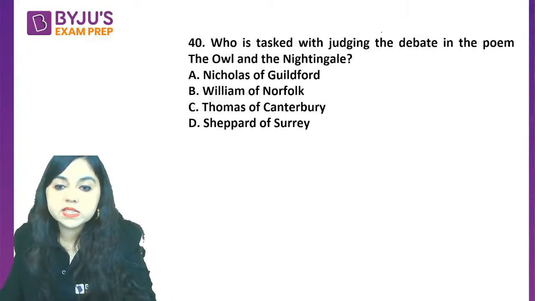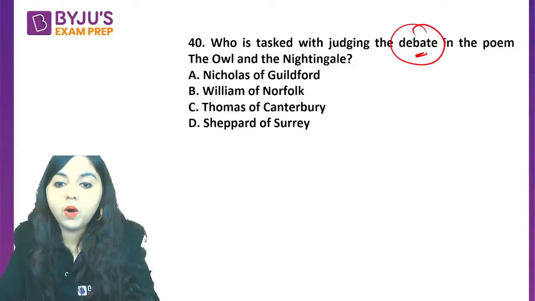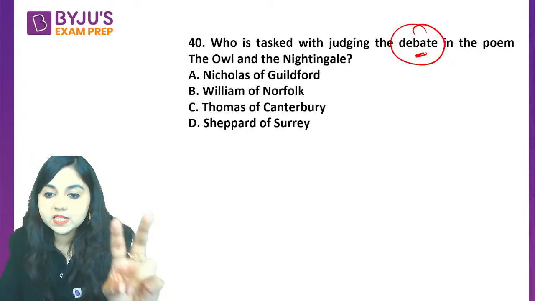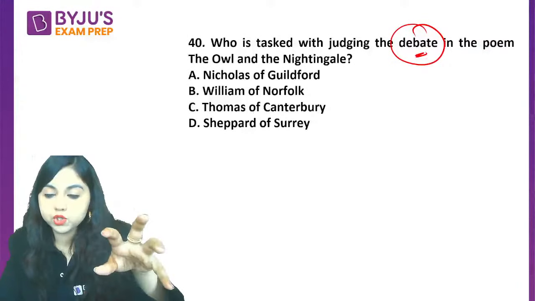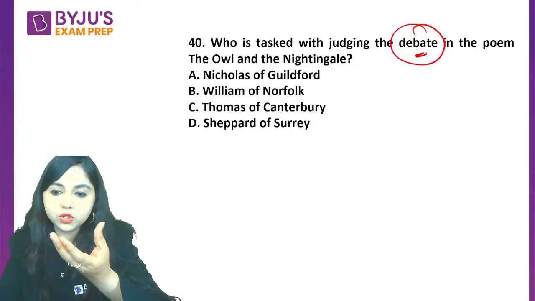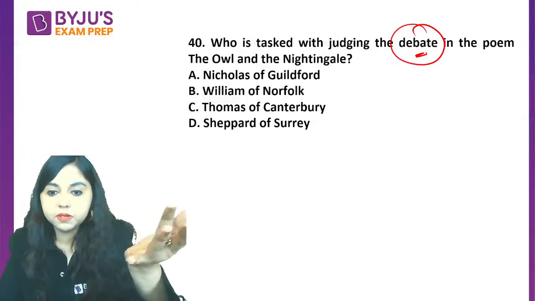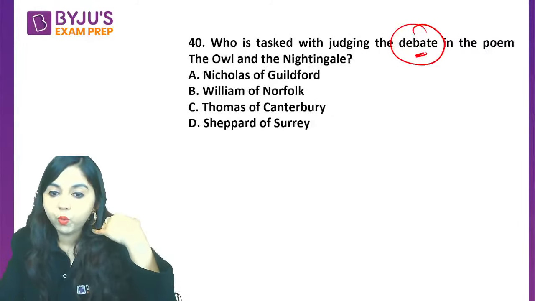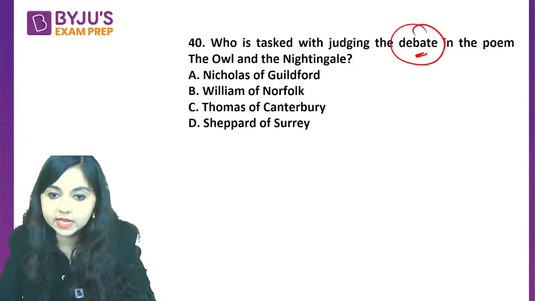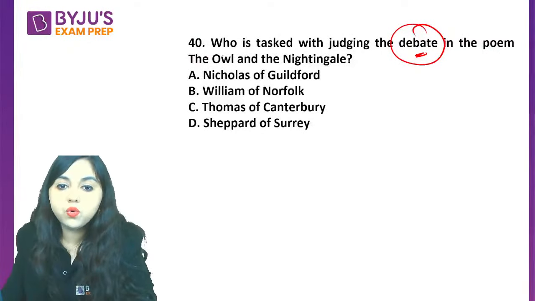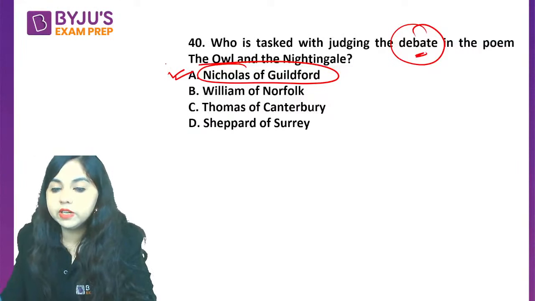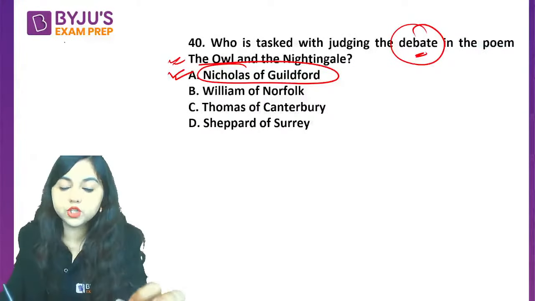Who is tasked with judging the debate in the poem The Owl and the Nightingale? It's a debate between 2 birds concerning their individual importance to mankind. Remember, the debate continues through the poem, and in the end there has to be a judgment. You have to submit the judgment of Nicholas of Guildford. Yes, absolutely right. Some of you have given the right answer. Rajeshri is right. So who is tasked with judging the debate? Nicholas of Guildford. The Owl and the Nightingale, again, a Middle English work that we're talking about.